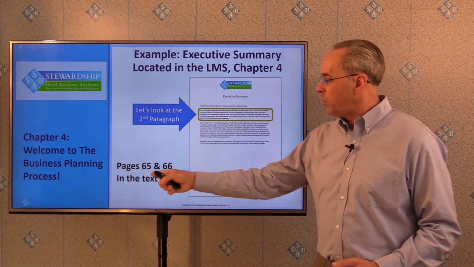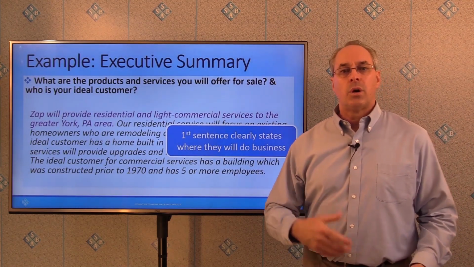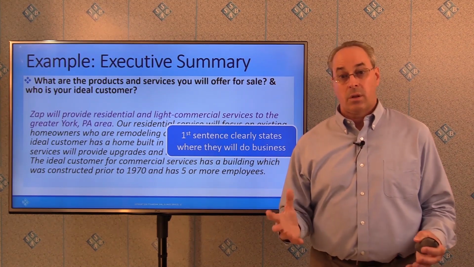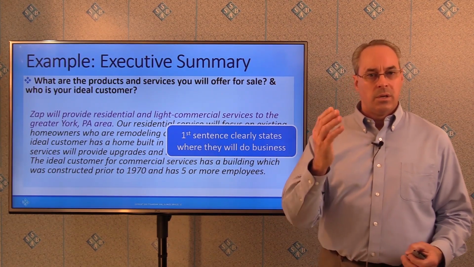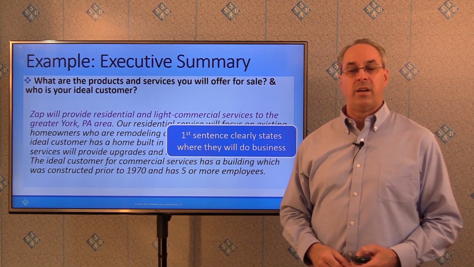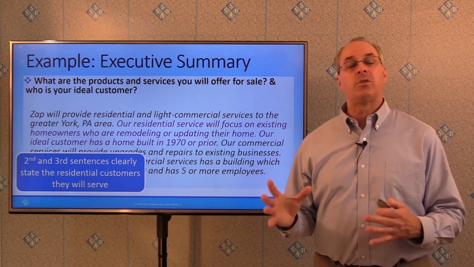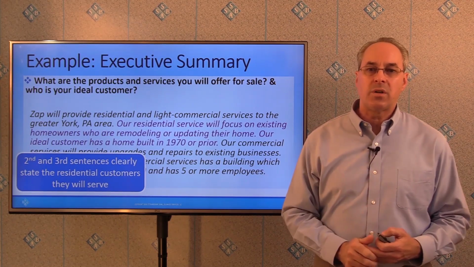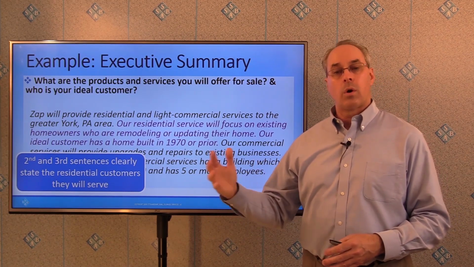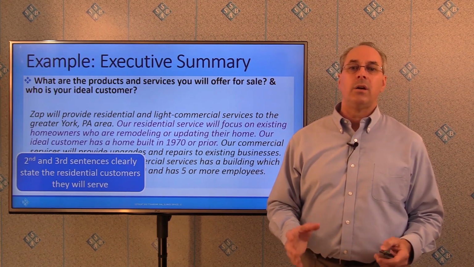Second paragraph, and if you want to look at this, it's on pages 65 and 66-ish in the textbook. So we'll go through this whole paragraph a sentence at a time. The first sentence simply clearly states where they will do business. It says, Zap will provide residential and light commercial services to the greater York, Pennsylvania area. Pretty straightforward. The second and third sentences state the residential customers they will serve. Our residential service will focus on existing homeowners who are remodeling or updating their home. Our ideal customer has a home built in 1970 or prior.